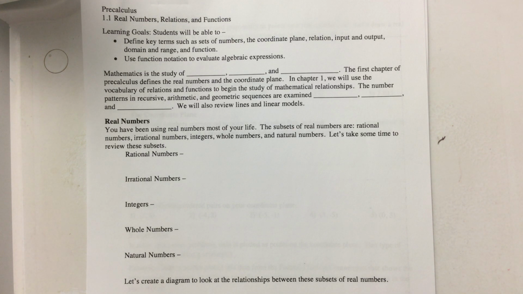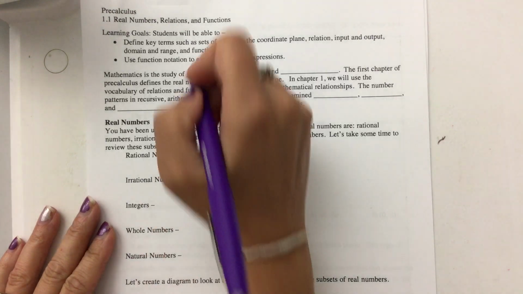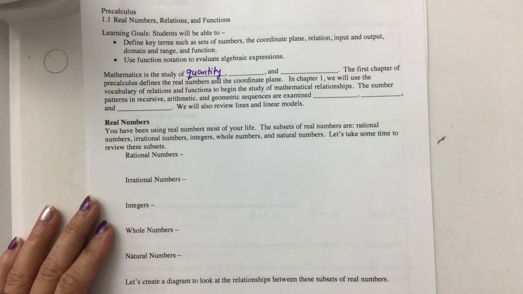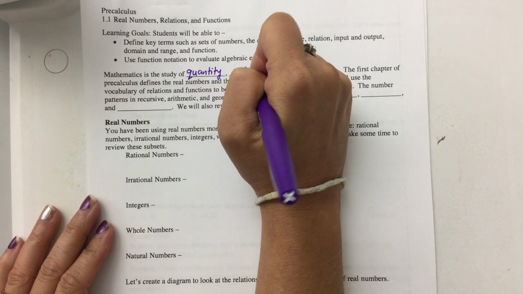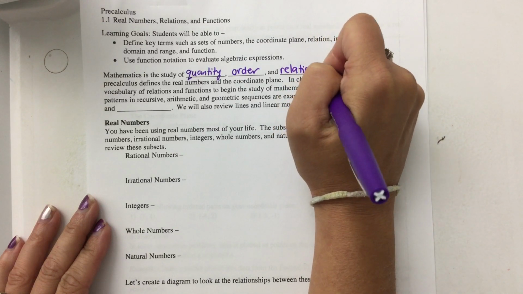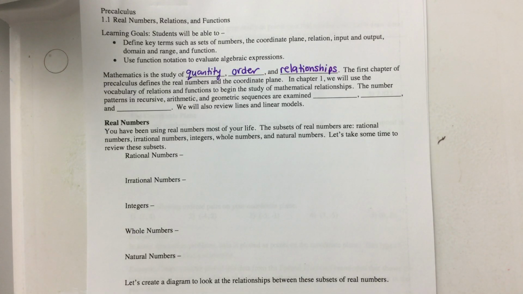Lots of times when people are asked what is mathematics, it's very hard to try to give it a definition. Well, here's one possible definition you can use. Mathematics is the study of three particular things. Those three things are quantity, order, and last but not least, relationships. So one good definition for what mathematics is, you could say mathematics is the study of quantity, order, and relationships.